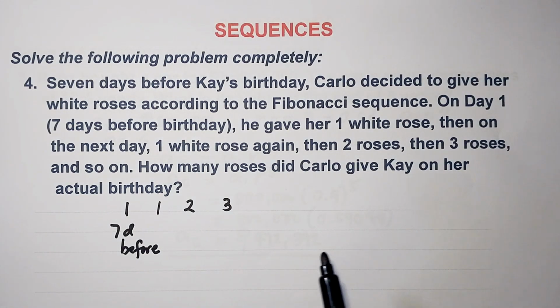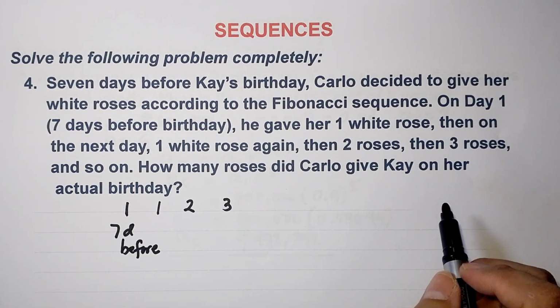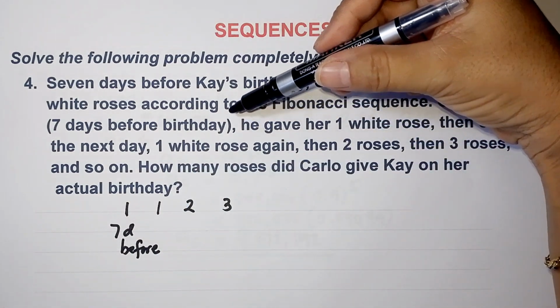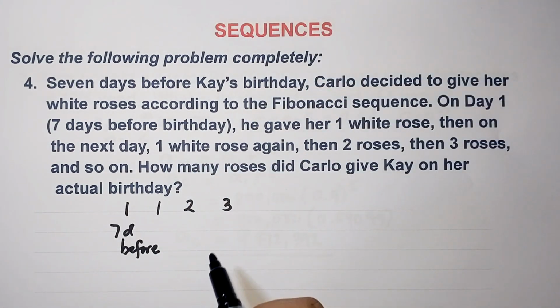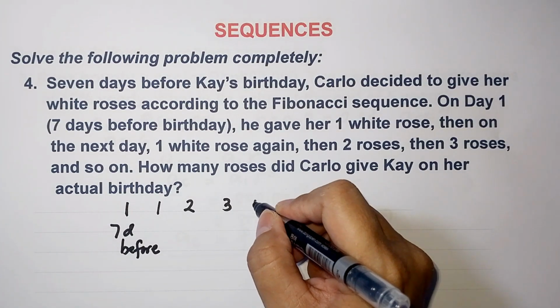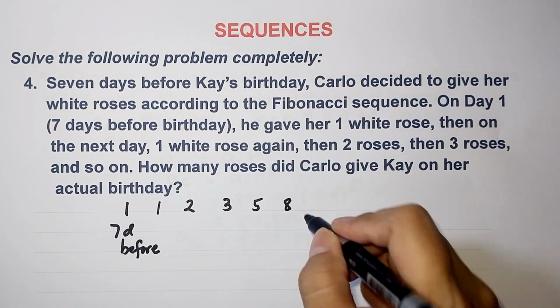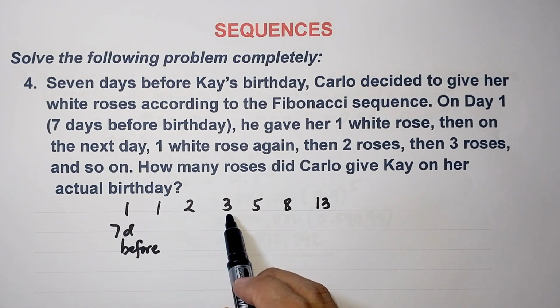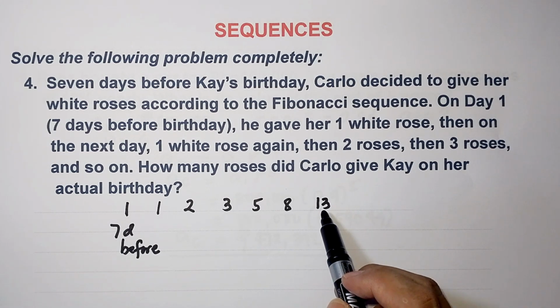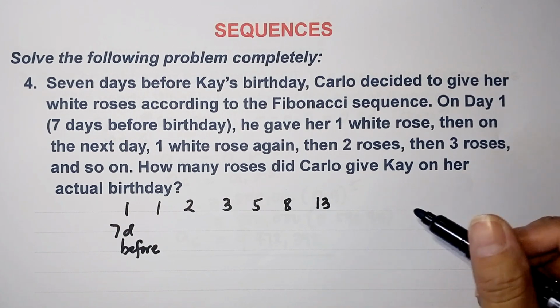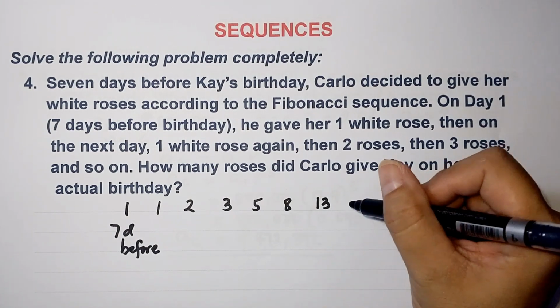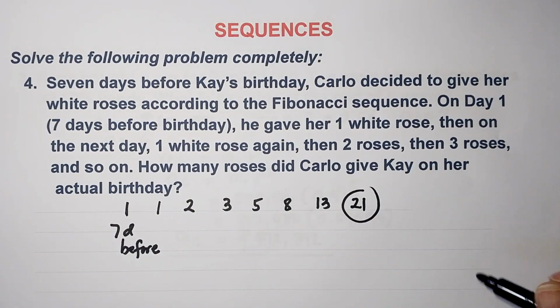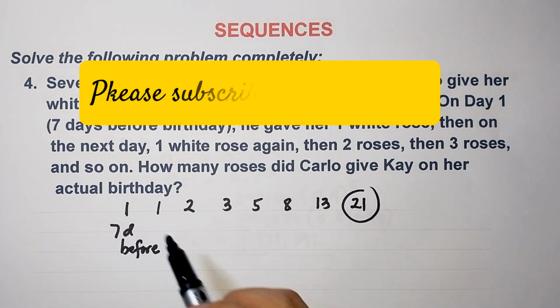Okay, so we have no choice but to complete these terms up to the birthday of Kay. So the next term will be 2 plus 3, 5, 3 plus 5, 8, 5 plus 8, 13. Okay, this is the 7 days before the birthday, 6, 5, 4, 3, 2, 1. So this is the day before the birthday. So therefore, on the actual birthday, he gave her how many roses? 8 plus 13? 21. He gave her 21 roses on her actual birthday.